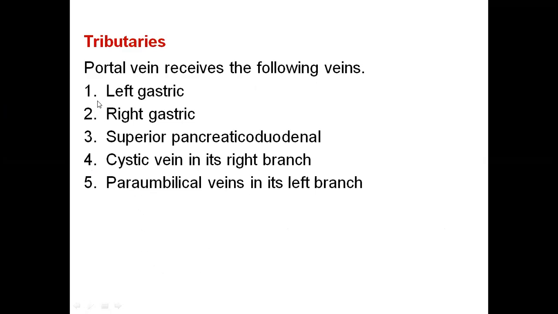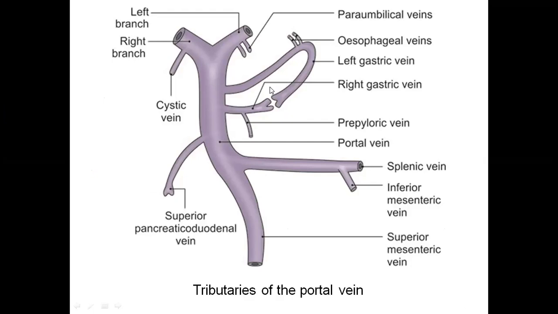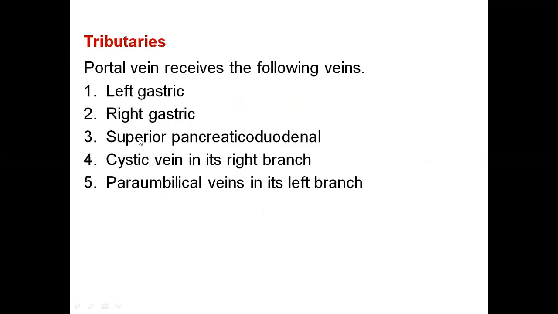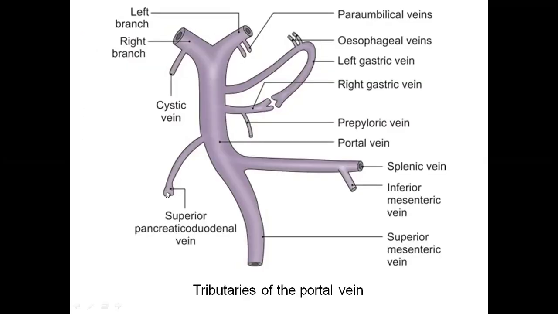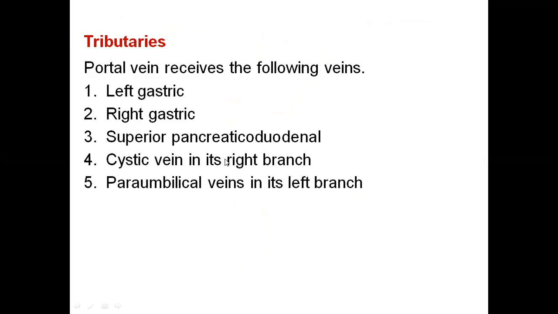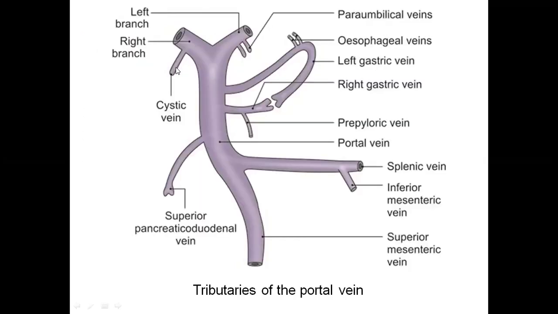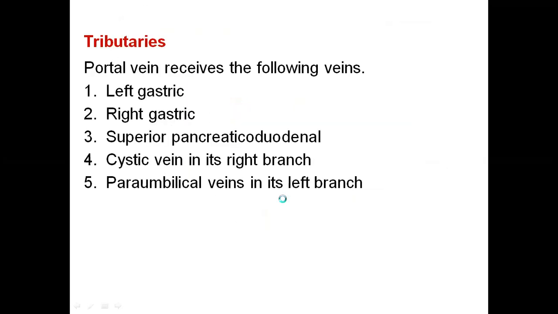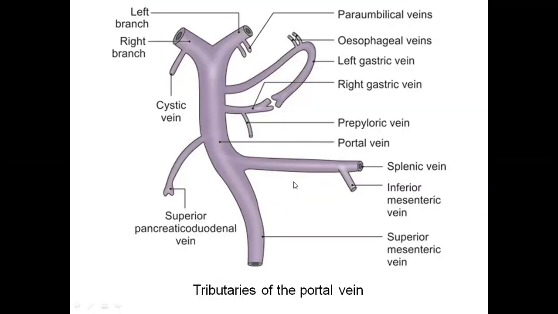So the summary of tributaries, we have seen it is receiving left gastric vein, right gastric vein. See, this is right gastric vein, left gastric vein is this. Then superior pancreatico-duodenal vein, you can see here. Then cystic vein, so this is the right branch which is receiving cystic vein, and left branch which is receiving paraumbilical veins. Okay, so better practice this diagram using this color, because this is very, very important.